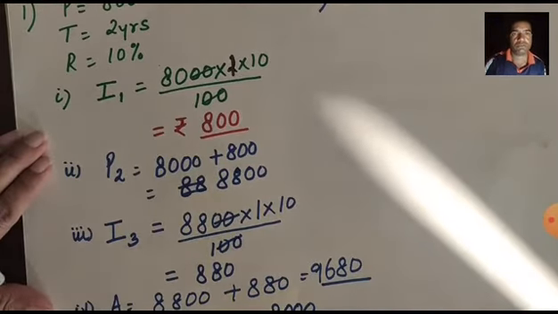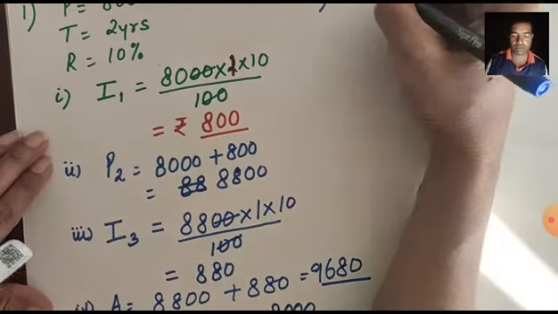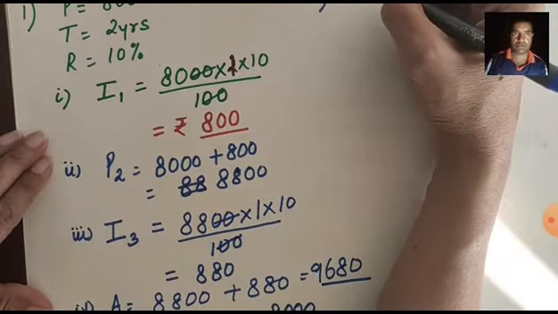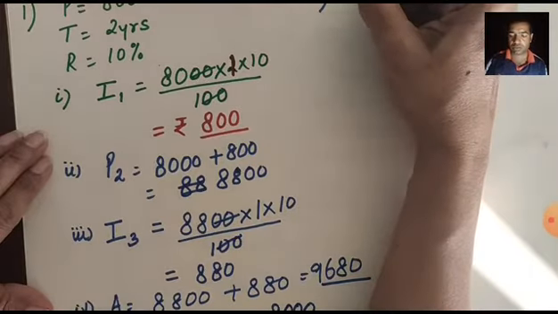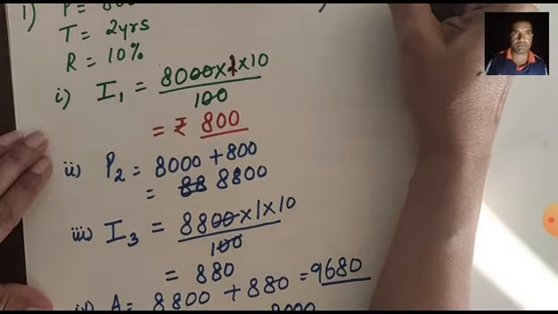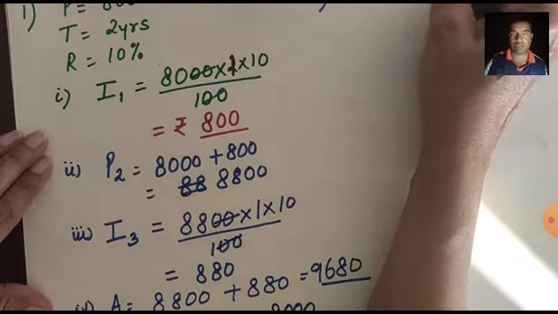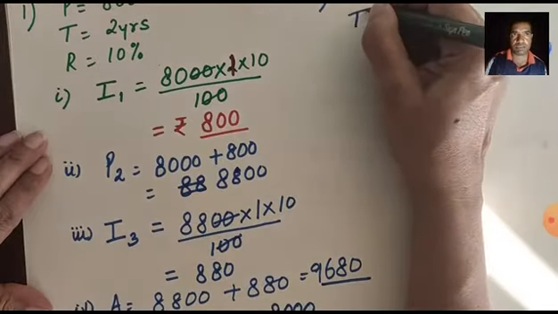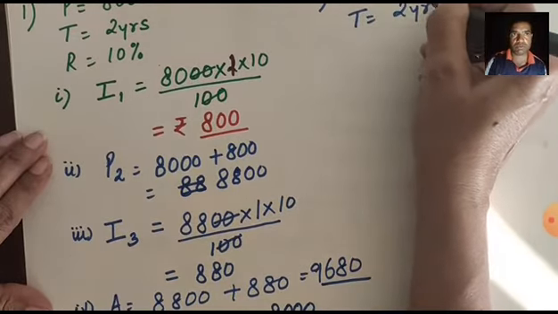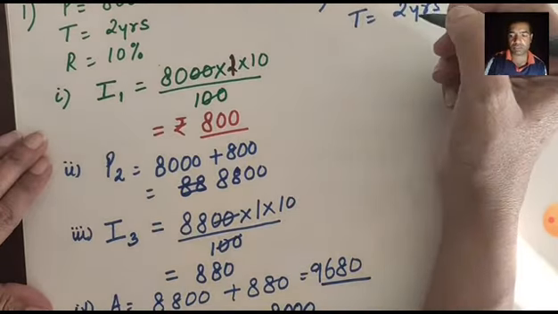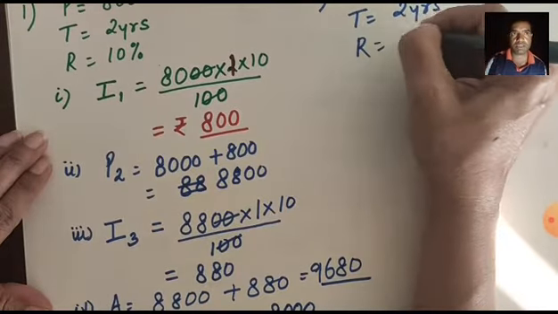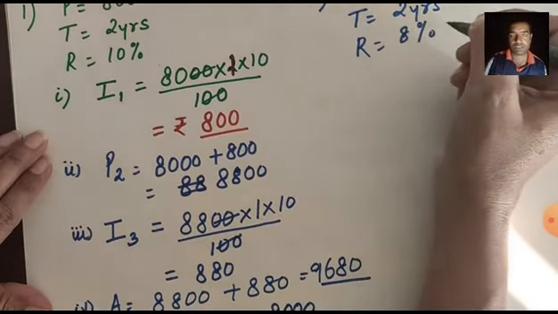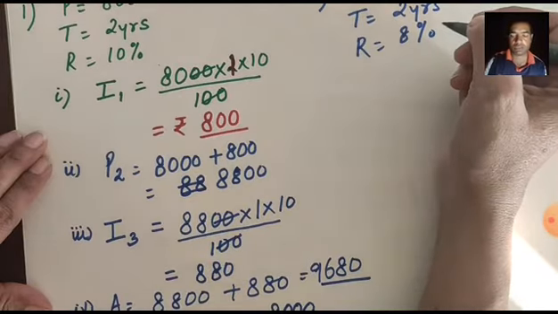So question 2. Here the principal will be 20,000. Time will be 1 year. The total time is 2 years, but we have to calculate separate years here. And the rate of interest is given as 8%.